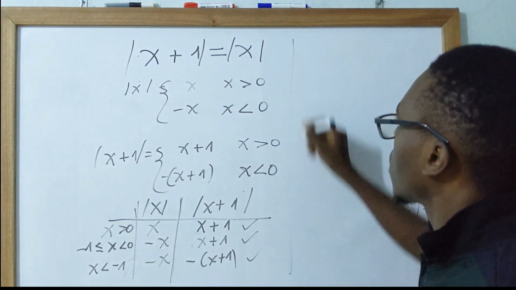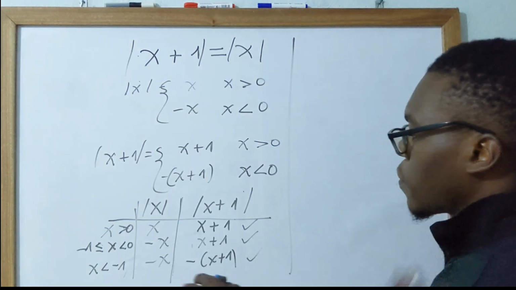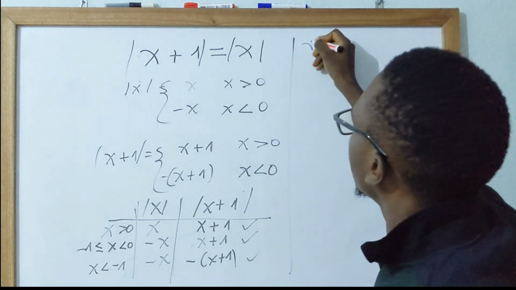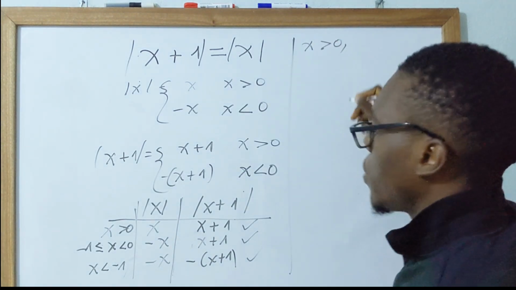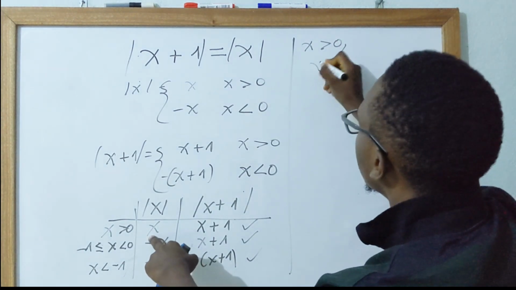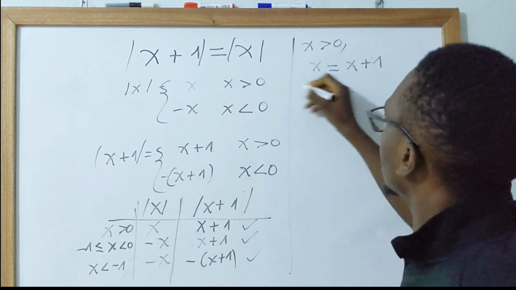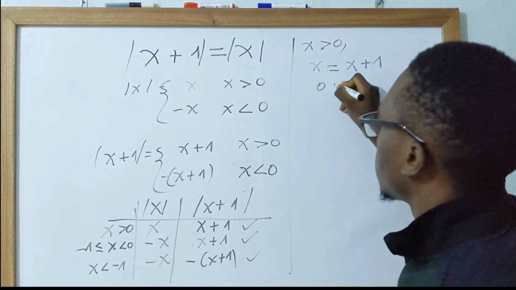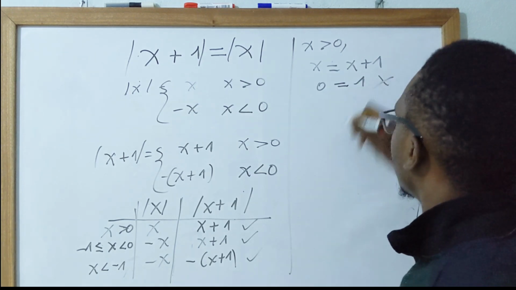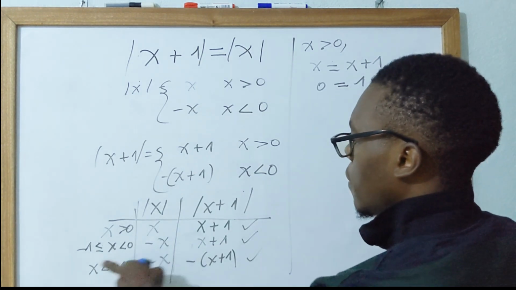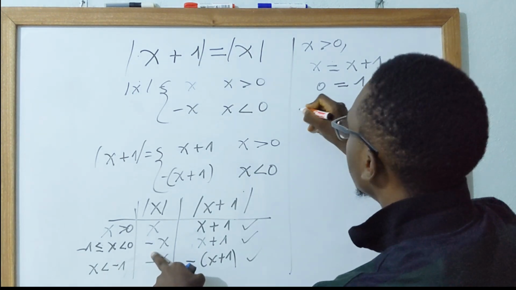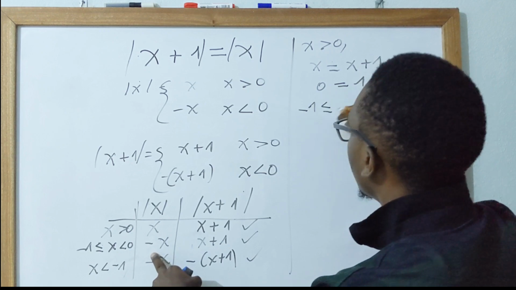Okay, for the first one, in case x is greater than 0, you're going to be having x is equal to x plus 1. And this will turn to 0 is equal to 1. That is impossible.